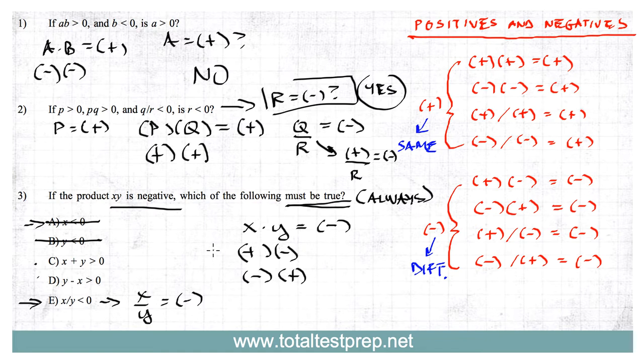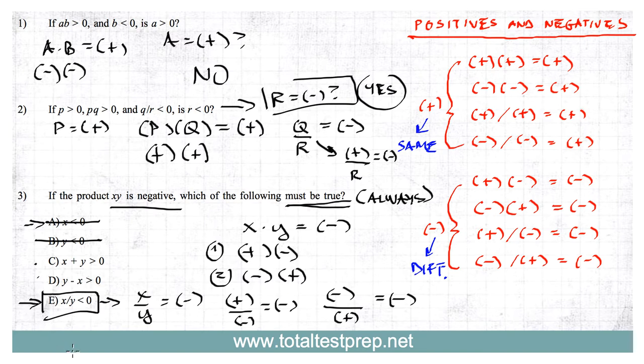So in this first situation, let's call this situation 1, if x is positive and y is negative, then if I were to divide those, I would have a positive divided by a negative, which is negative. Or in situation 2, if x were negative and y were positive, then to divide them, I would get a negative divided by a positive, which is also negative. So no matter what x and y are, as long as their product is negative and they are different signs, then x divided by y will itself be negative. So that's our correct answer. We didn't actually have to think about C and D.